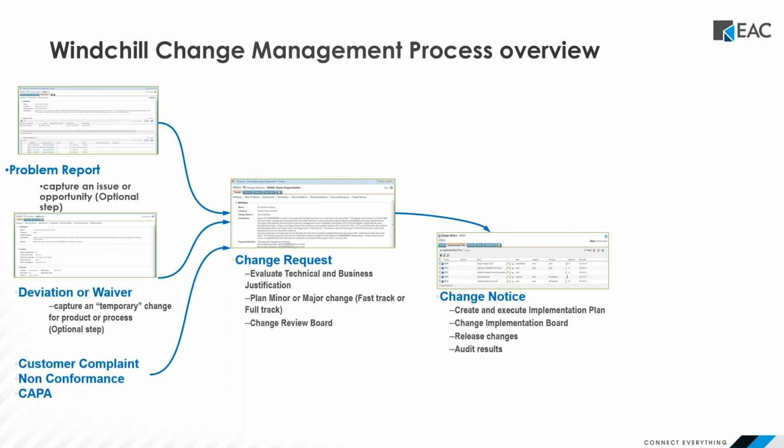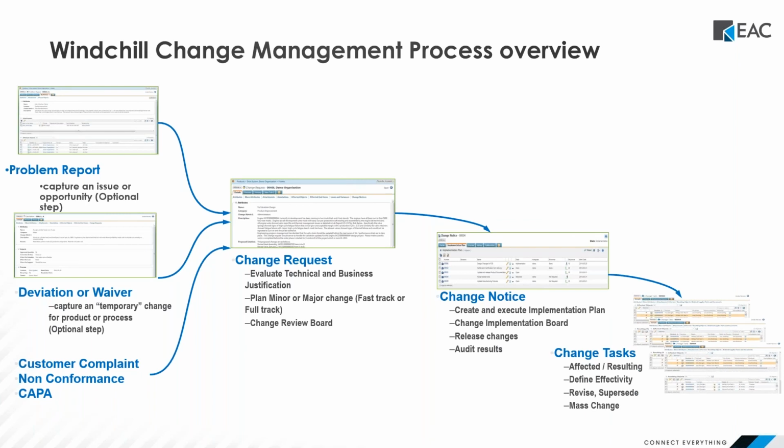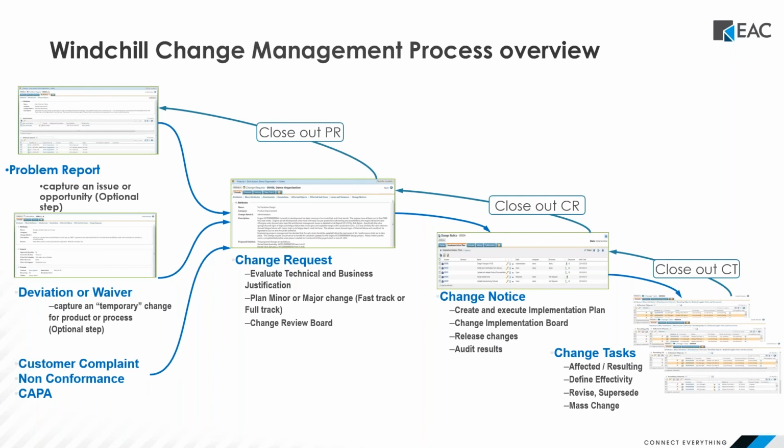From there, we create the change notice, and this is where we create and execute the implementation plan. So we have our implementation board, we release these changes, and then we go in and audit the results. So with this change notice and the implementation plan, we have certain change tasks that we shell out to different people in the company. They go ahead and complete these tasks and create affected and resulting objects that we can then review. So we then close out these change tasks, close out the change request, and finally close out the problem report. And that's kind of what the out-of-the-box Windchill change management process looks like.